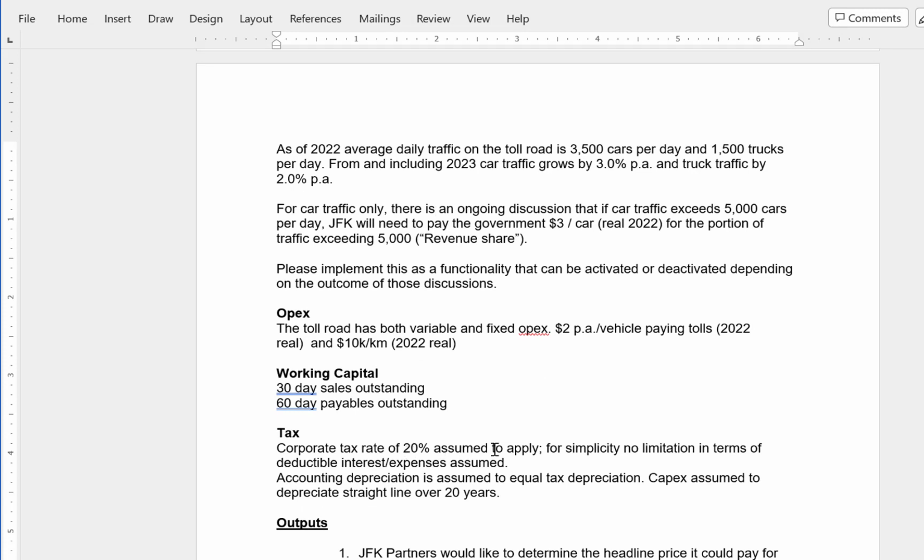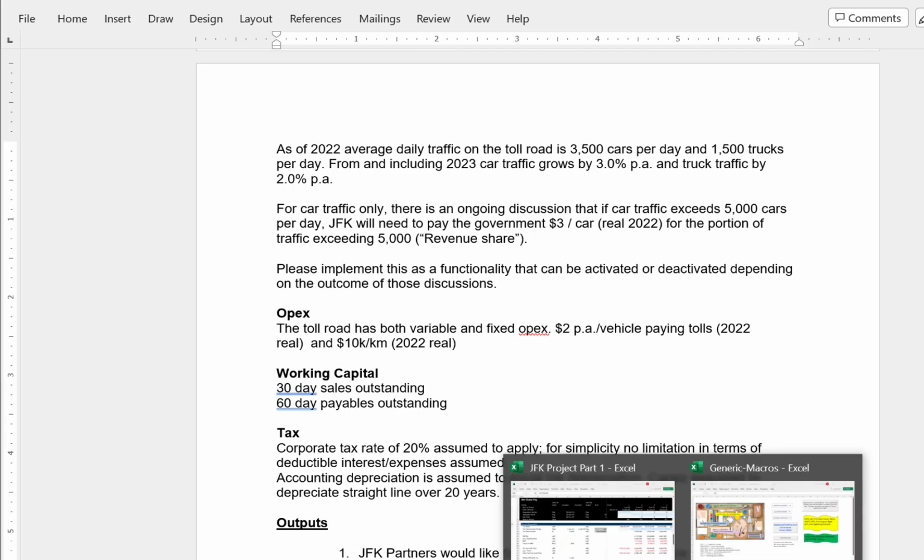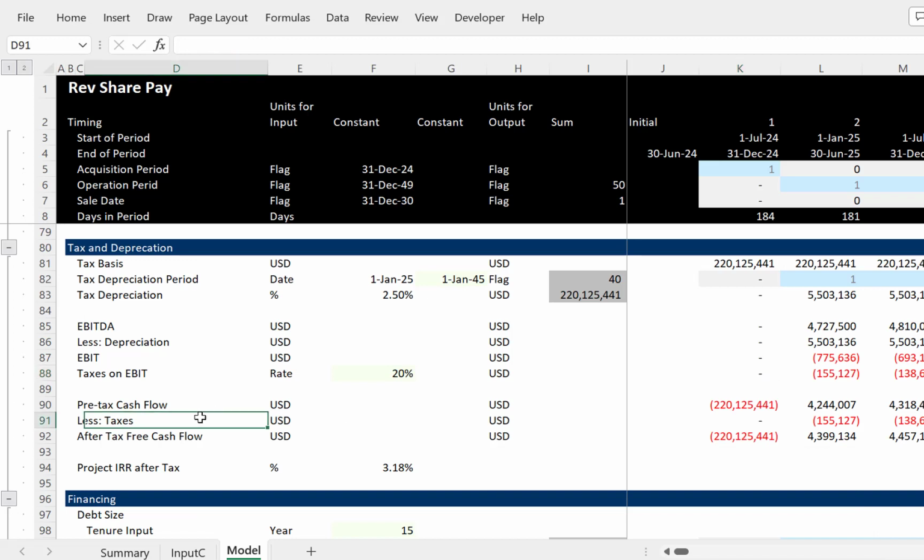Corporate tax rate of 20, for simplicity, no limitation in terms of deductible interest. That's nothing. But they don't tell us if we're supposed to put a carry forward in or not. I suppose let's put a carry forward in. Why not? It's so simple. Okay.